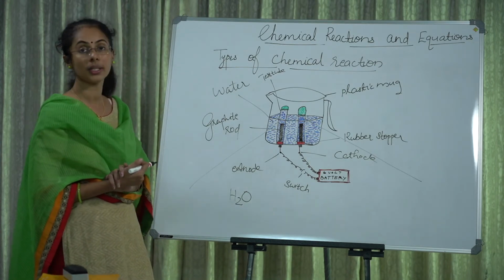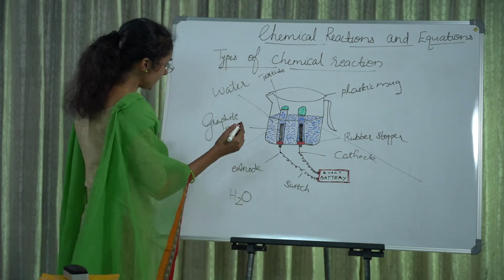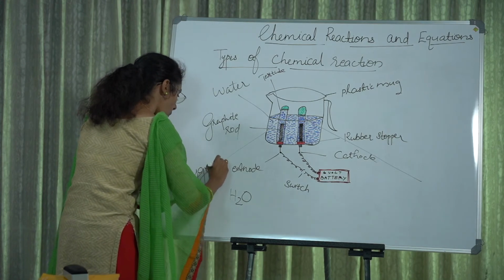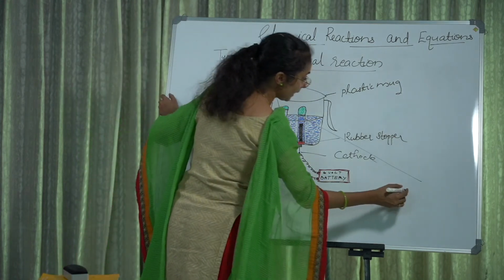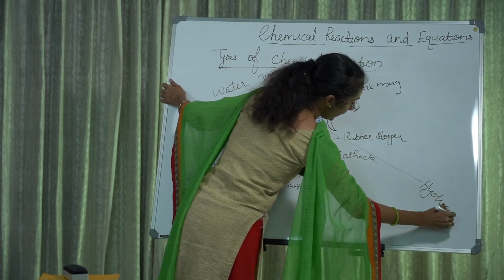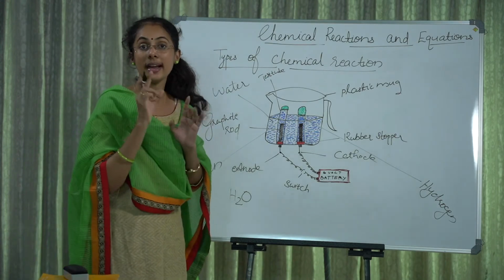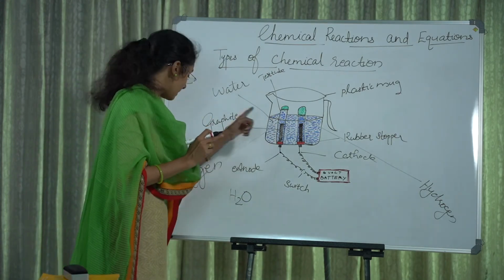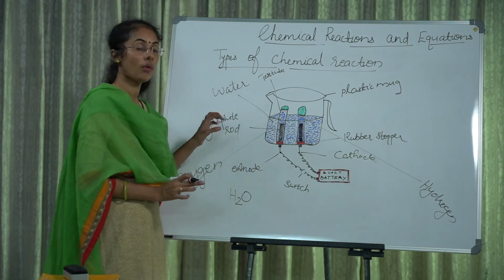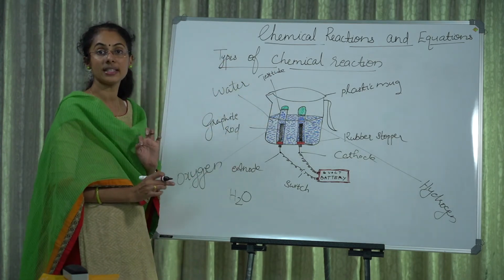In which test tube is the presence of oxygen, and in which is the presence of hydrogen? In the first test tube, the presence of oxygen. Then in the second one, the presence of hydrogen. These bubbles represent the presence of oxygen and hydrogen. The first test tube is connected to the anode, no? That's why oxygen is in this test tube and hydrogen is in the other test tube.